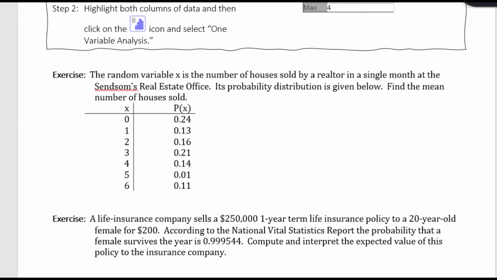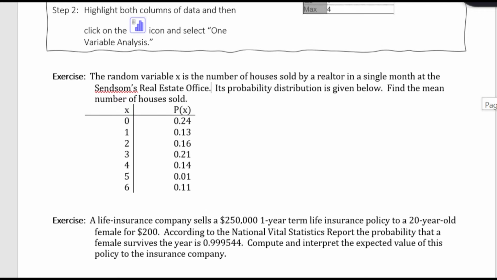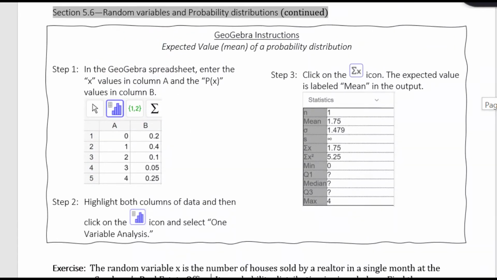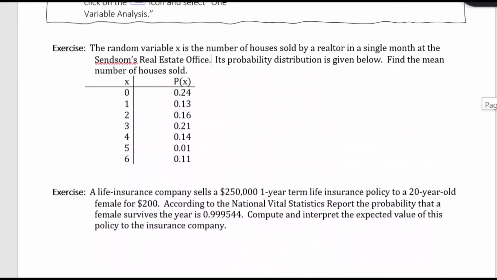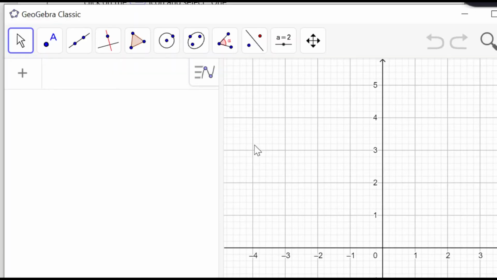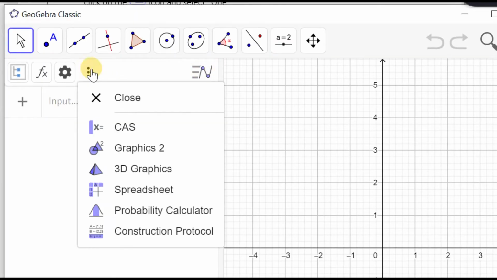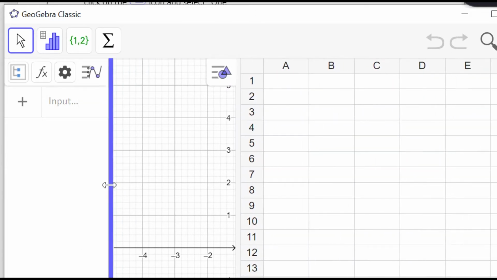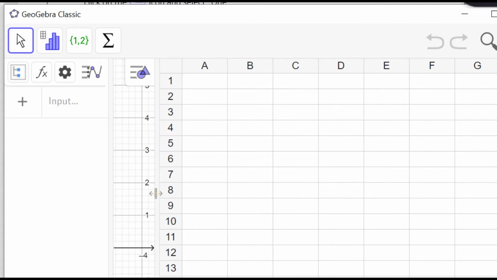There are actually two ways to go about doing this, and we're going to do it both ways. One way is using GeoGebra, and the directions for GeoGebra are right above this. You also can find the GeoGebra video to help guide you along. But what you're going to do is open up GeoGebra and go to your spreadsheet. You may have to adjust the windows a little bit so that you can see the spreadsheet.